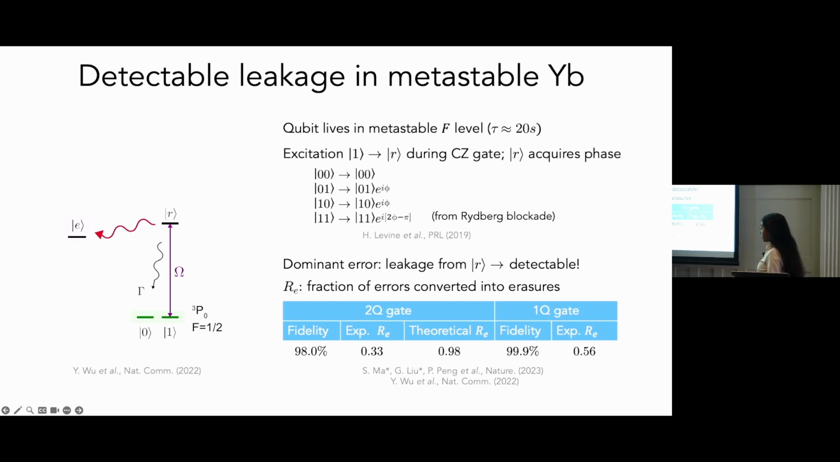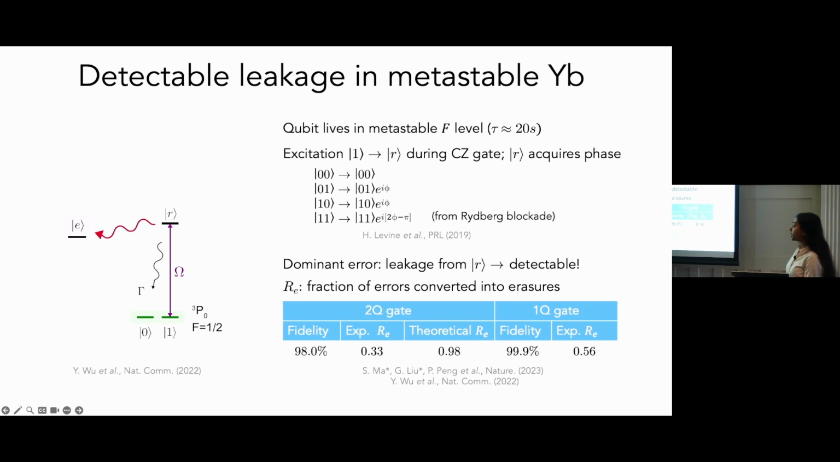They also saw very good entangling gate fidelities, 98% for 2-qubit gates and 99.9% for 1-qubit gates. And we see that the 1-qubit gates are an order of magnitude better than the 2-qubit gates, therefore showing that our dominant error mechanism is indeed this decay during the 2-qubit gates. So this gives us a picture of how the atom behaves.